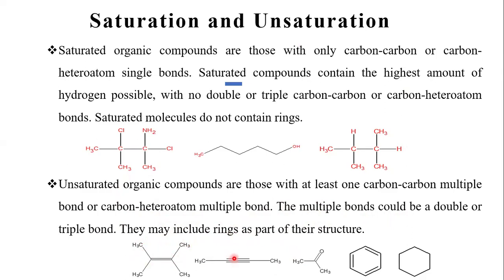And then the second structure, we have a carbon-carbon triple bond. And then here we can see a carbon-oxygen double bond. And then this one, benzene, we can see alkene functional group, that's double bond, alternating. And then unsaturated, according to the definition, it can be a ring. So this is an example of ring structure, that's cyclohexane. So this is also unsaturated.